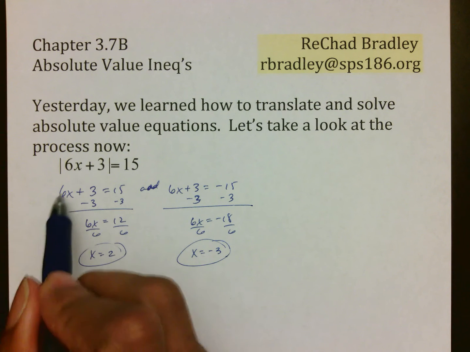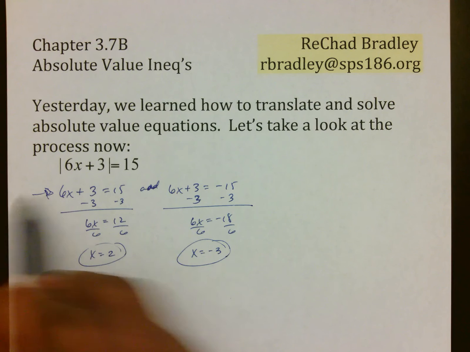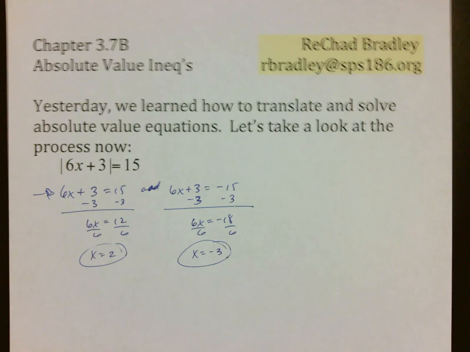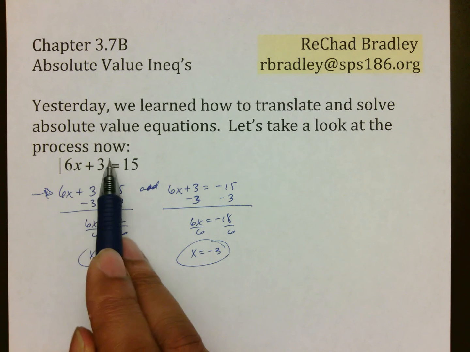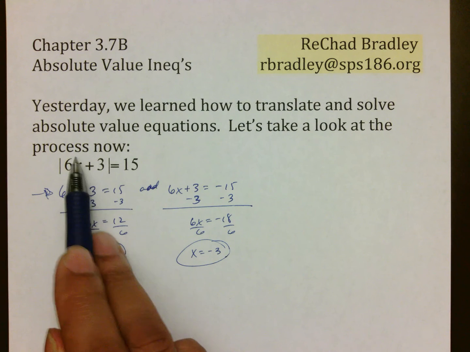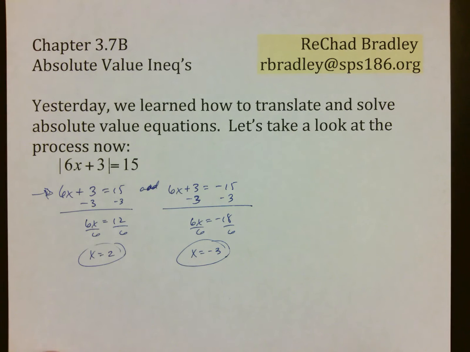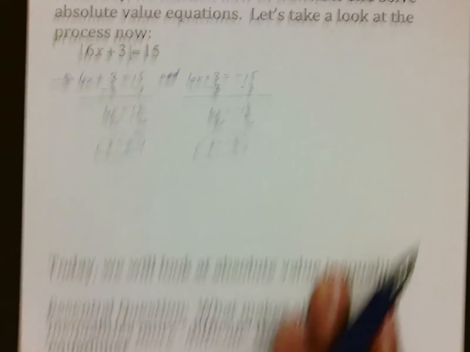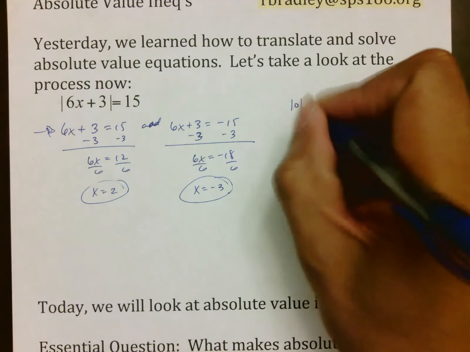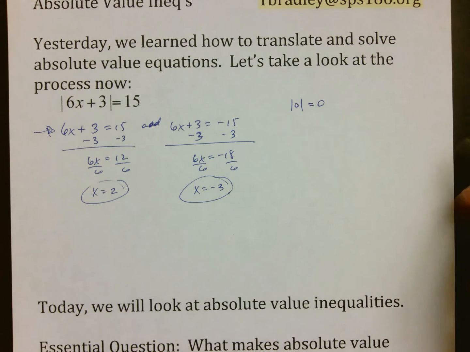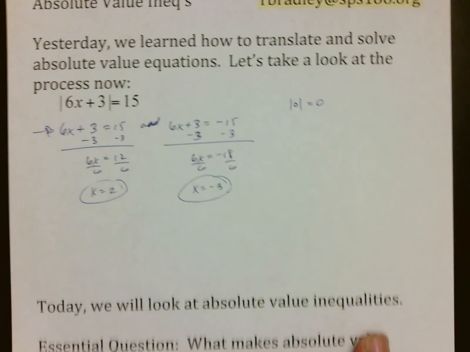But again, what we learned to do in the main part yesterday was the translation part, which gave us our two parts. You will never ever solve an equation with absolute value bars. You must split it into two different equations to make sure that you get both of those answers. The only time you won't have more than one answer is whenever it's equal to 0, because the absolute value of 0 is just 0. It's not positive 0 and negative 0, it's just 0.